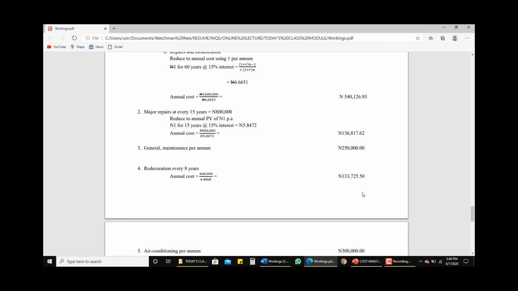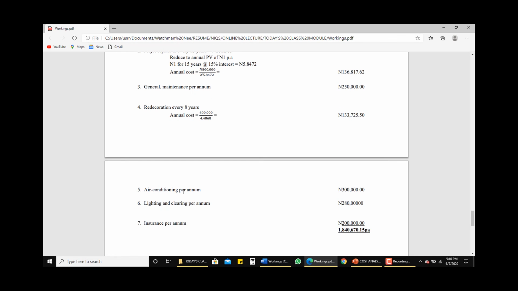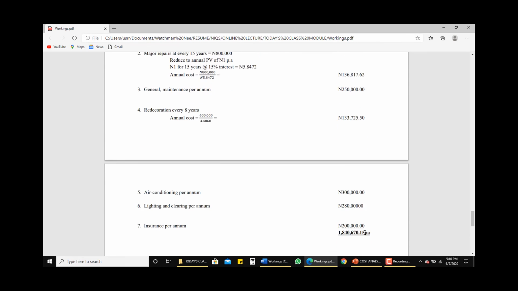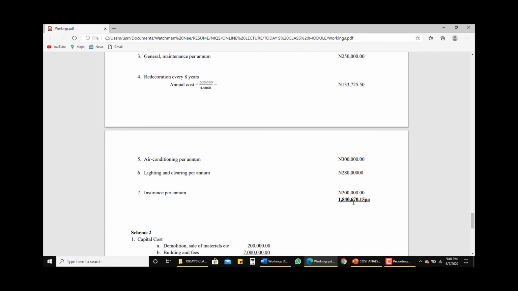And air conditioning is per annum too. So that one is straightforward, 300,000 naira. The lighting and cleaning per annum, 280,000 naira. Then insurance per annum, 200,000 naira. So we have our total annual cost for scheme 1 to be 1,840,670 naira, then 15 kobo per annum.